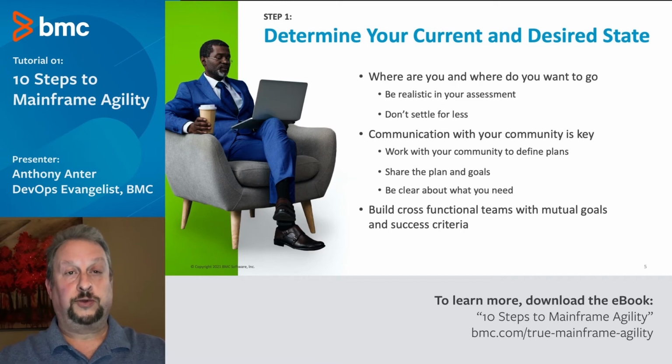Communication with your community is also key. You need to work with your community to define these plans. You can't create this in a silo. Share your plan and your goals with your community, with your application teams, with your administration teams, so that they know where you're going and what you're doing. And be clear about what you need. If you need your teams to help you test, to validate, to do whatever you need them to do, communicate that early and often. Last, build cross-functional teams with mutual goals that you could partner with. Those partners will be key as you push this project along and to help you deliver your ultimate DevOps transformation.